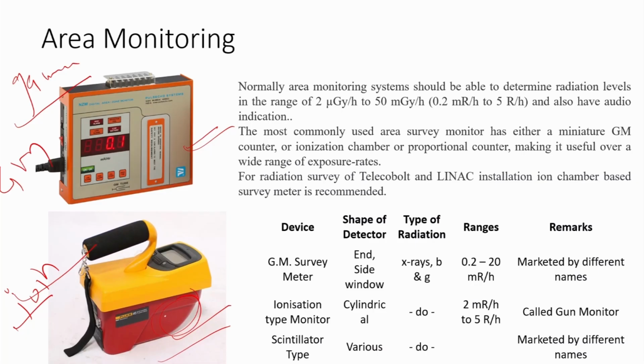Normally an area monitoring system should be able to determine radiation levels in the range of 2 microgray per hour to 50 milligray per hour, or 0.2 mR to 5 roentgen per hour, and also have audio indications.